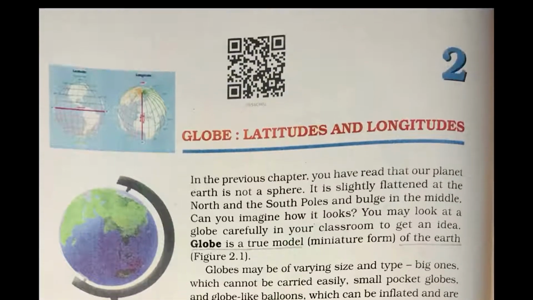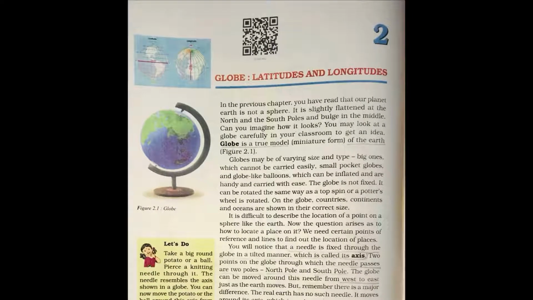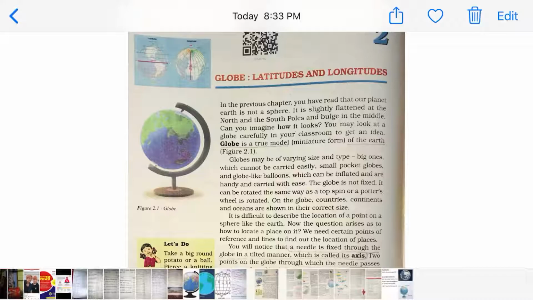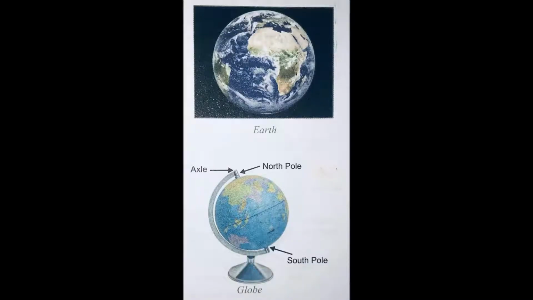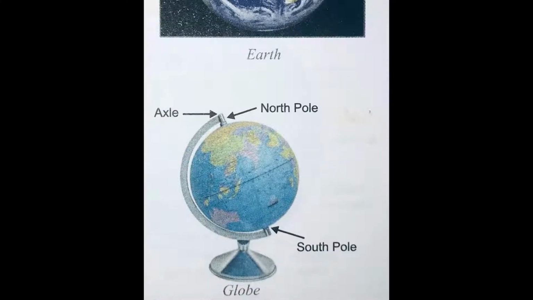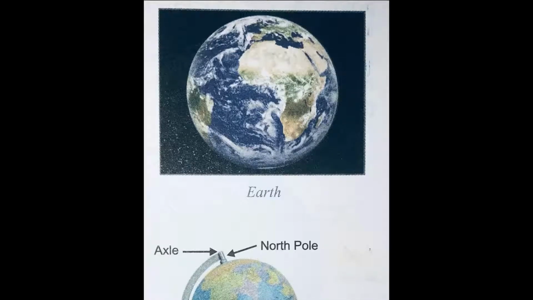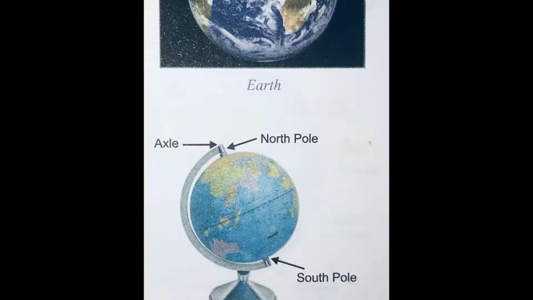So our chapter name is Globe, Latitude and Longitude. From the name, first of all, we need to understand what is a globe. Here I am showing you one picture. This one is the picture of Earth and this one is a globe. You have seen a globe in your school or anywhere. A globe is a man-made small model of the Earth.